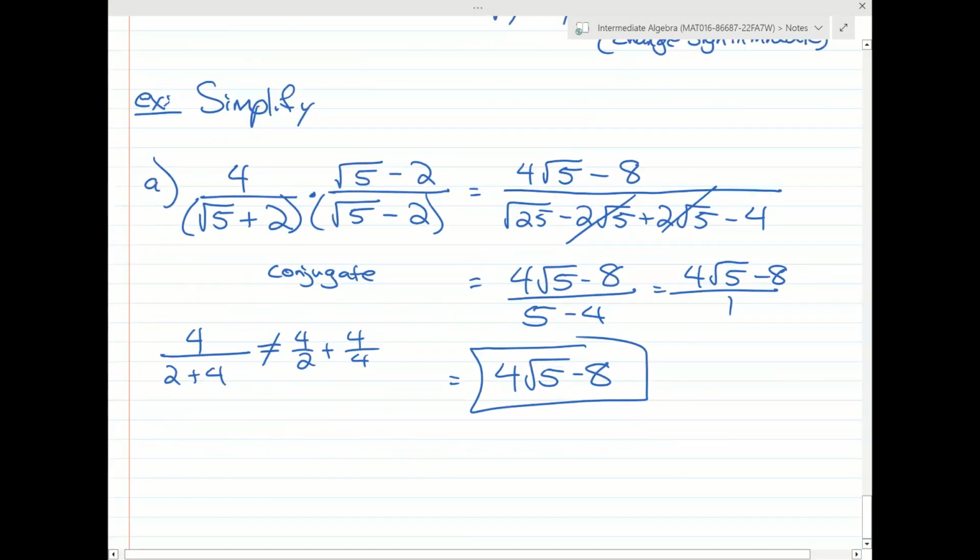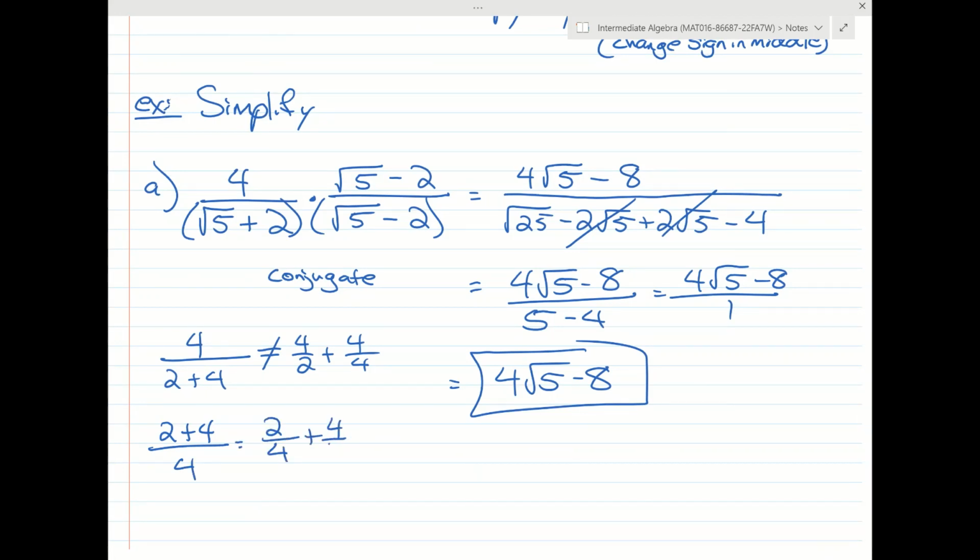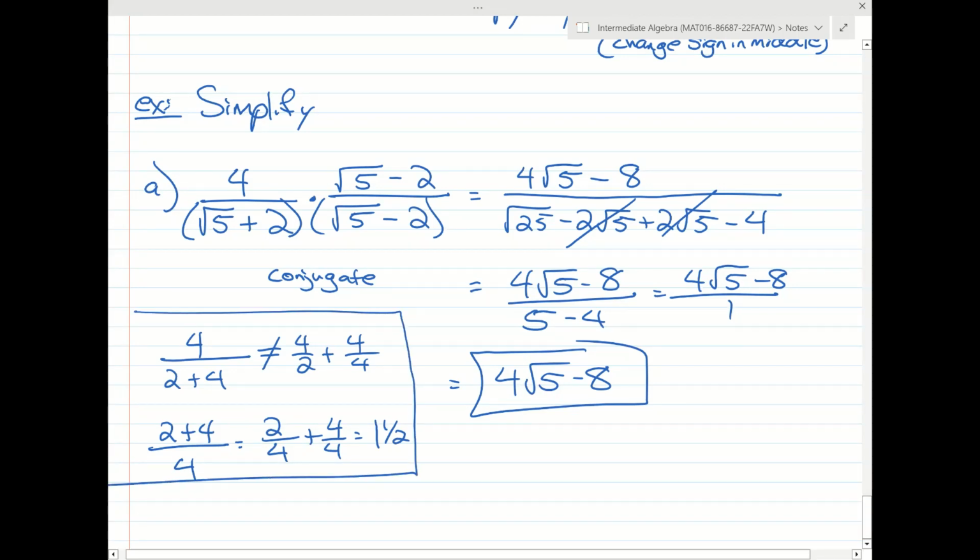You can break up a numerator. Say if we had 2 plus 4 over 4. That's the same thing as 2 over 4 plus 4 over 4. Or 1.5. Which is the same as 6 over 4, right? So you could always break up a numerator. You can't break up a denominator. Good question.